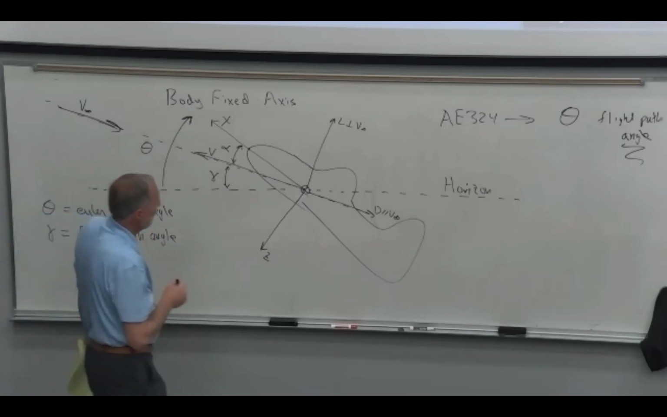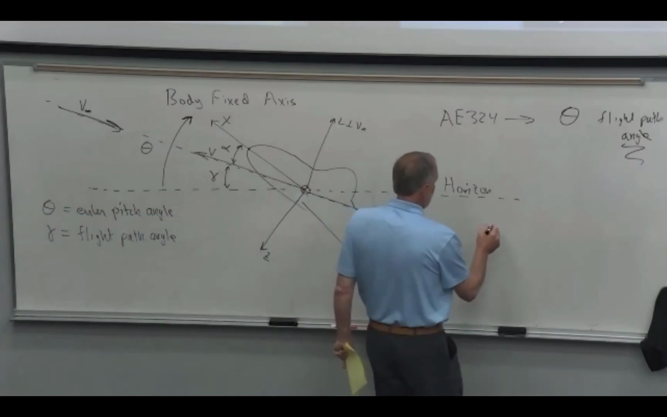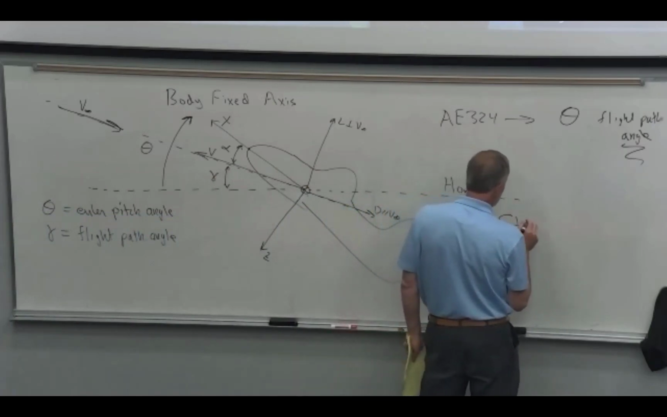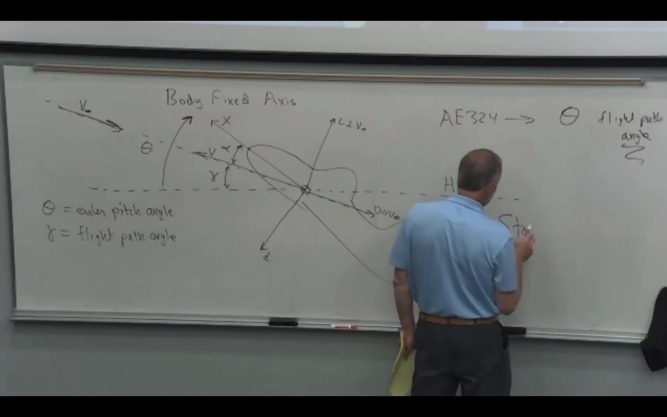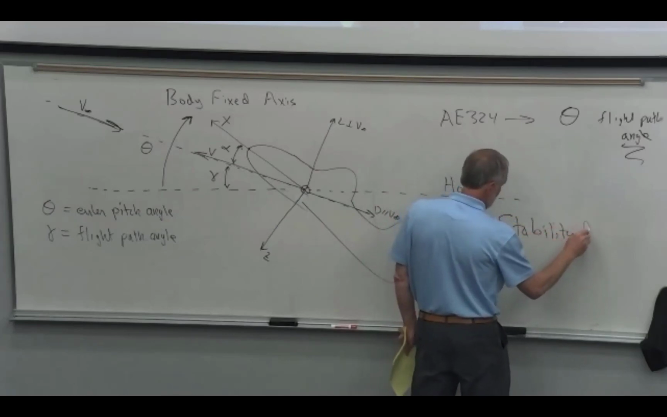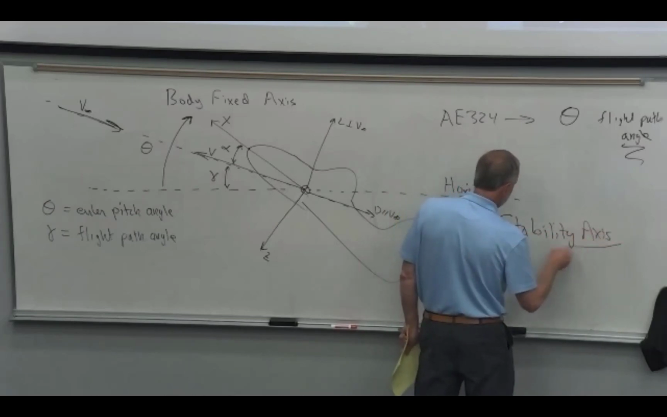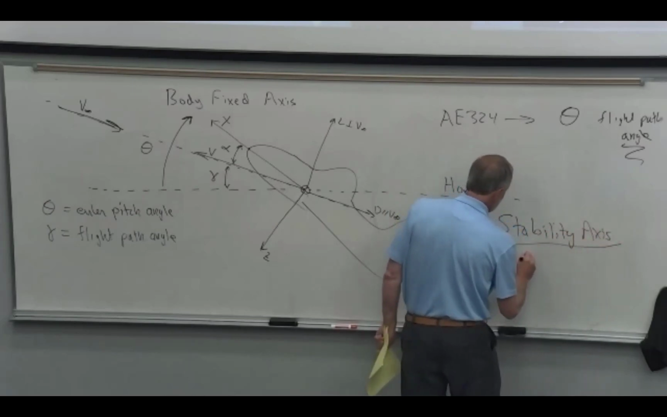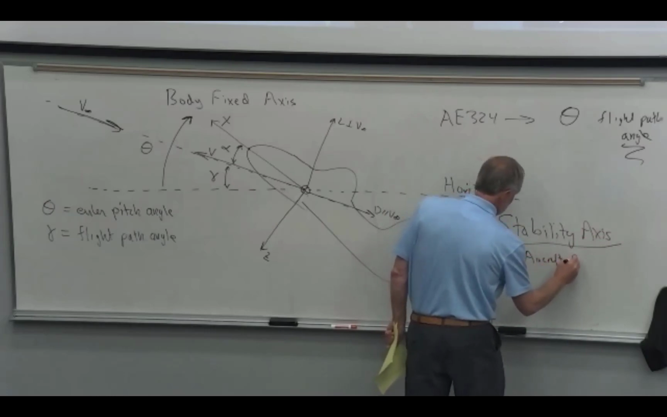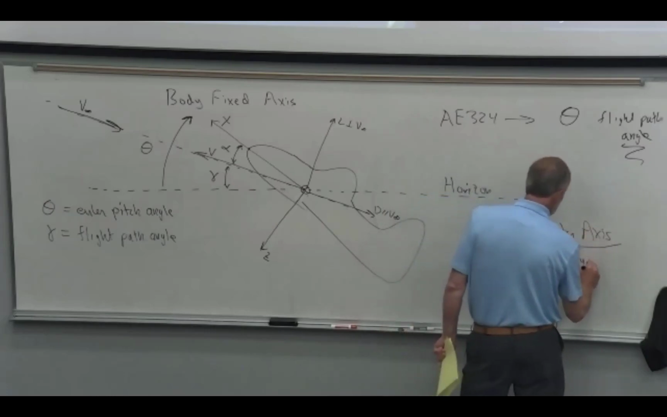But there's another axis system that is easier to deal with those forces than the body fixed axis system, and so sometimes people use this. It's called the stability axis system. And this is most often used for aircraft dynamics, meaning the equations of motion.